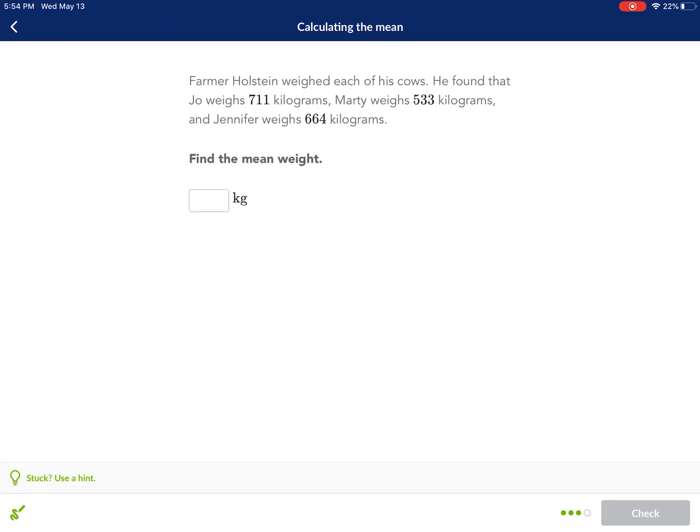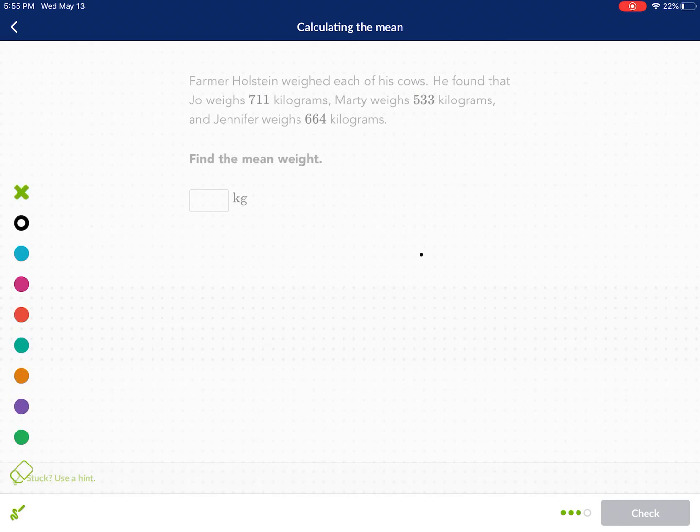Next question. Farmer Holstein weighed each of his cows. He found that Joe weighs 711 kilograms, Marty weighs 533 kilograms, and Jennifer weighs 664 kilograms. So you got to add up those 3 numbers, find the sum. 711 plus 533 plus 664. I love that he's named these cows, by the way. So that's a total of 1908.